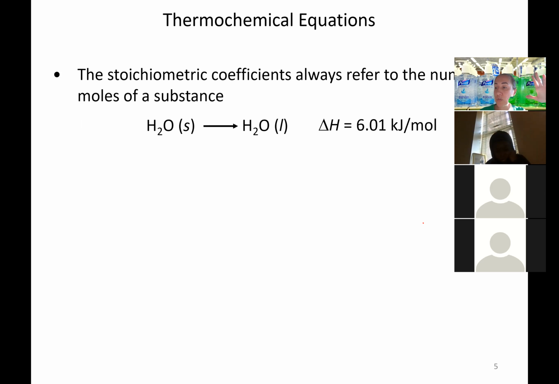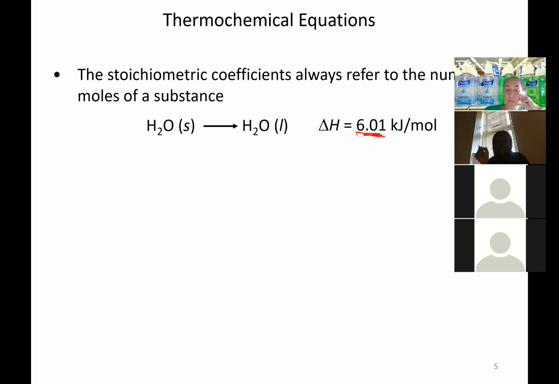If you have, for example, something going from solid to liquid, well, let me read: the stoichiometric coefficients always refer to the number of moles of a substance. If you go from solid to liquid, that is an endothermic process, and you know that because the number is positive. But what happens if you now flip that reaction, and instead of going from solid to liquid, you go from liquid to solid? What do you think happens to this number?